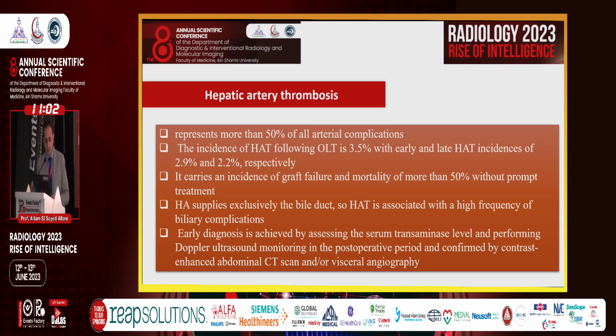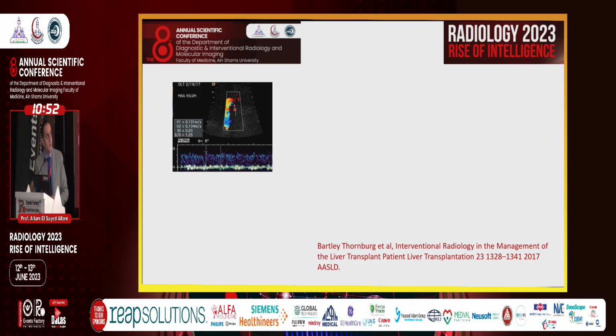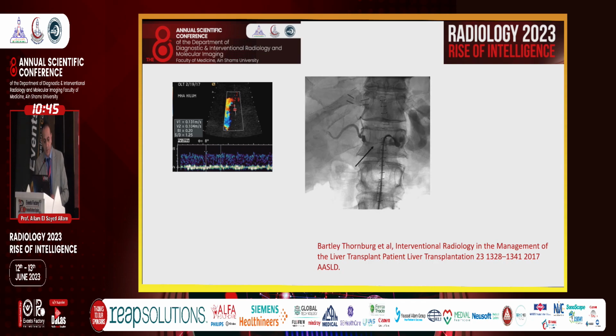Hepatic artery thrombosis can be diagnosed clinically by the presence of increased lactic acid and the clinical picture of elevated liver function tests. Doppler ultrasound can help to detect that there is no blood flow or diminished flow in the hepatic artery, and so diagnostic angiography can be done, with stenting and balloon dilatation, which can help to remove this thrombosis of the hepatic artery.